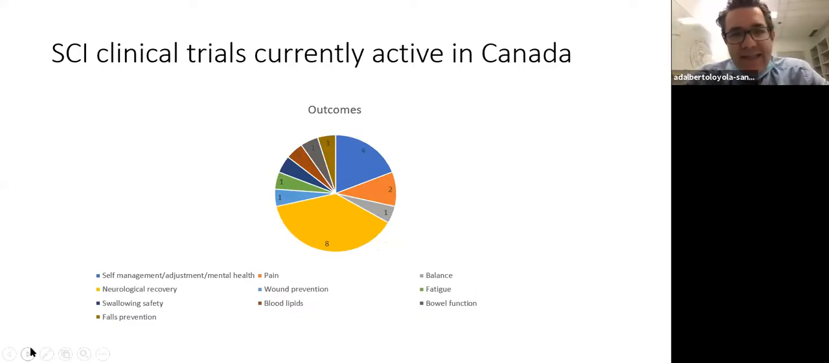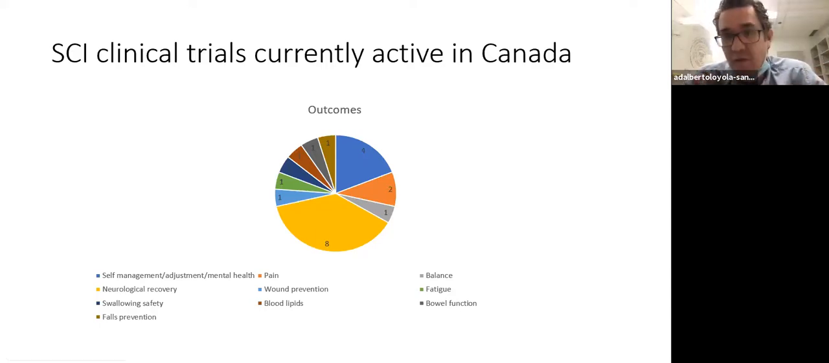Now, the second aspect is which outcomes are they measuring? Remember, we said that the outcomes are important, right? Because otherwise, the answer is going to be based on the outcomes. And as you can see, number 1 is neurological recovery. So a lot of these drugs and a lot of these physical agents are focusing on the recovery of the neurological function. Number 2, with 4 trials, we have self-management, adjustment, and mental health interventions.